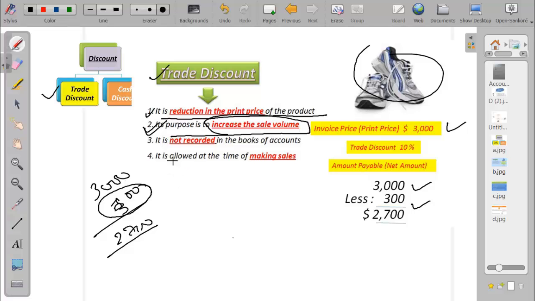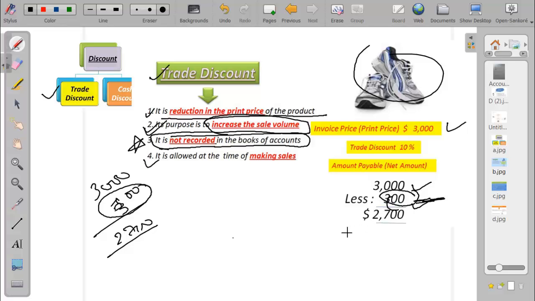Getting my point? Now the third and important point. See, it is not recorded in the books of accounts. We will not pass any entry for this 300. This is the trade discount. But for this 300 we will not pass any entry. It is not recorded in the books of accounts. Getting my point? Now the fourth point, it is allowed at the time of making sale. Whenever the shopkeeper sells to us, at that time he will allow us this trade discount.